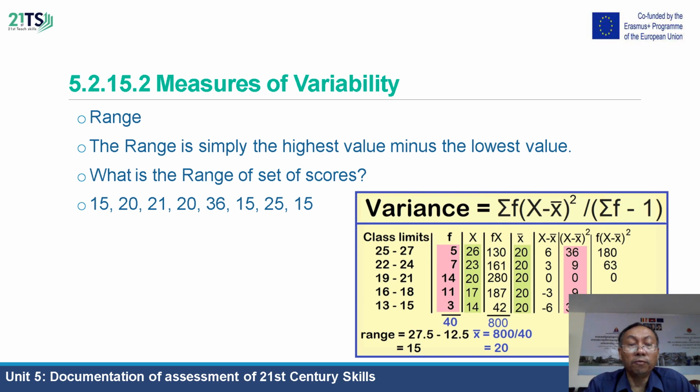Measures of variability. When we measure variability, we can use the range. The range is simply the highest value minus the lowest value. Study the data set of scores below. Do your own calculations. What is the range of this data set? The table of variance may help you to understand this kind of variability.